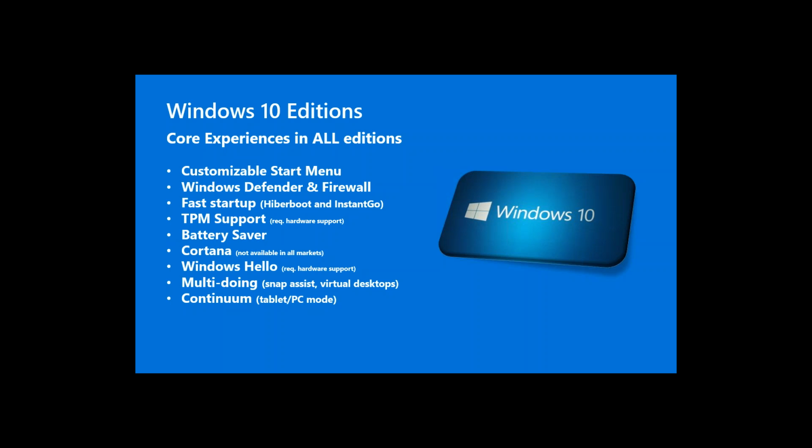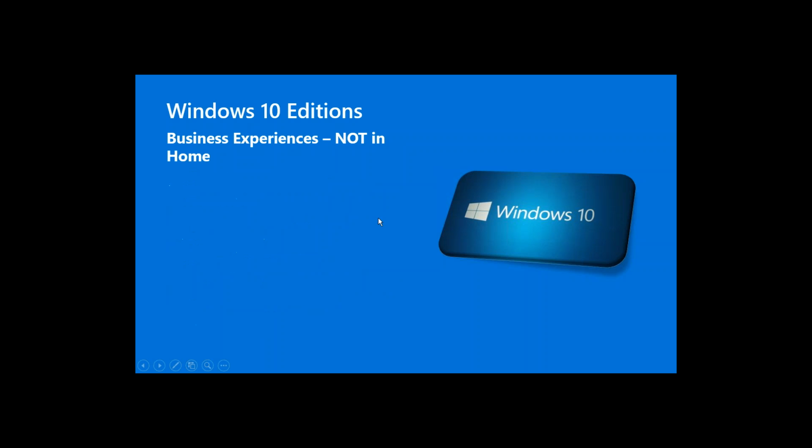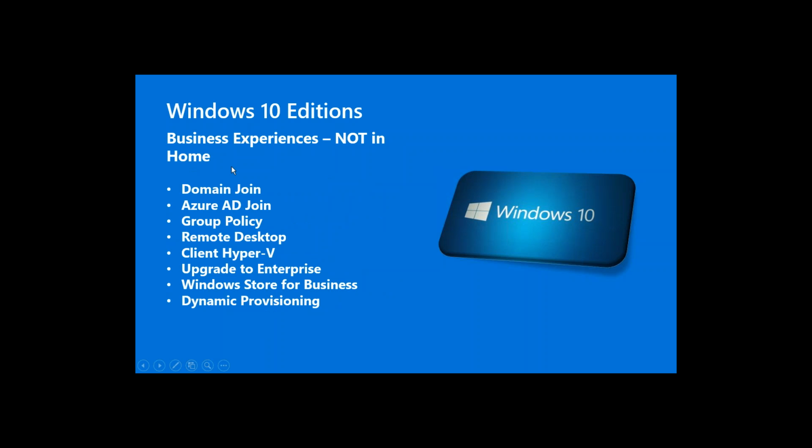Windows Hello, that's the single sign-on with fingerprint or retinal scan. Multi-doing, we talked about this in a past session, that's virtual desktop, Snap Assist. Continuum, I mentioned earlier, that's switching between tablet and PC mode. Again, all of these are available in all the different editions of Windows 10, as well as Microsoft Edge and Windows Update. These are business experiences that are not included in Home. So if you have the Home edition, you do not get Domain Join, Azure AD Join, what we just talked about, Group Policy, Remote Desktop, Hyper-V on your client machine, which is virtualization technology.